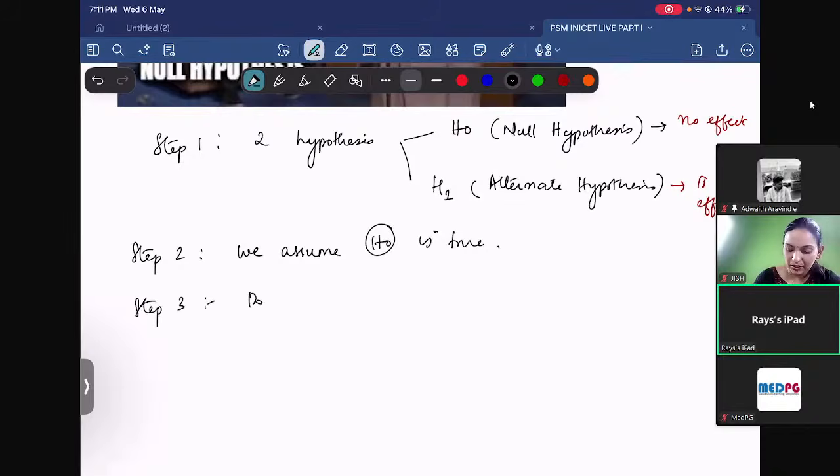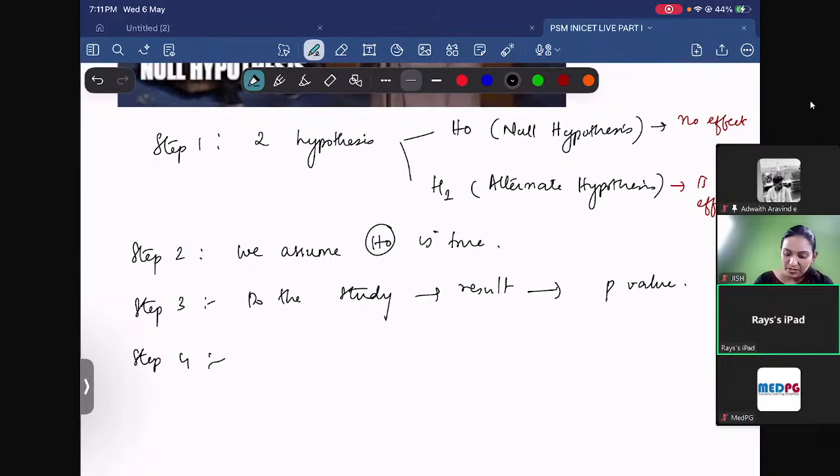You do the study, you get the result, you collect the data, you analyze it, you apply all the statistical tests you know. And once you do the test, you get a p-value. So by the beginning of step 4, you have done the study, you have done all the statistical calculations, and you have arrived at a p-value. Now you have to interpret this p-value and the hypothesis.